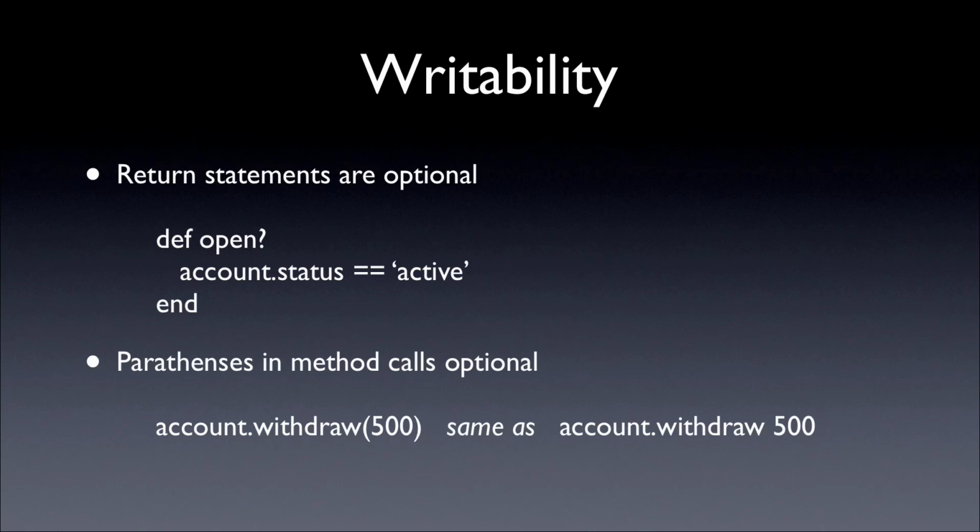Writing Ruby code is usually a very enjoyable experience. Return statements inside your methods are completely optional because a method always returns its last evaluated expression. Here the open method returns the evaluated Boolean expression of the account status being equal to the string active. This may not seem like a huge benefit, but it can save hundreds of lines of redundant code for simply returning a value in a method.